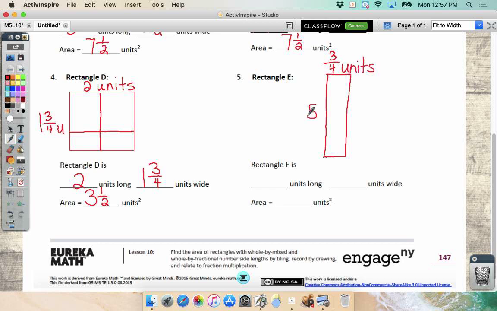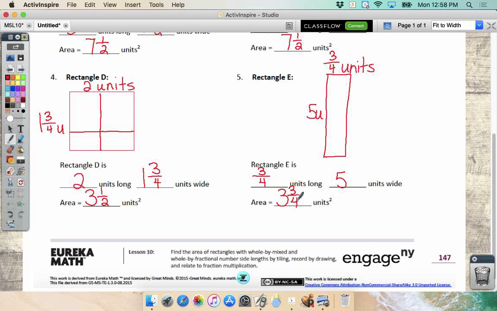And this was a 5? Yeah. Okay, so it's 3/4 units long by 5 units wide. And what did we say that was? 3 and... oh, 3 3/4. 3 3/4 square units. Okay, so that's the lesson concept for today.